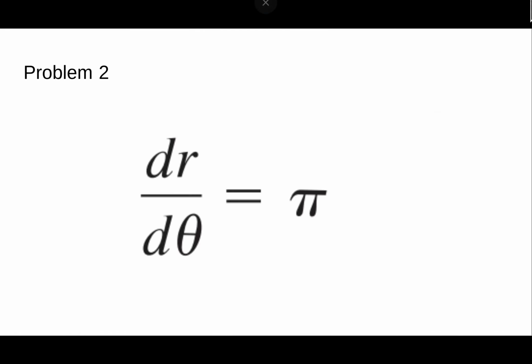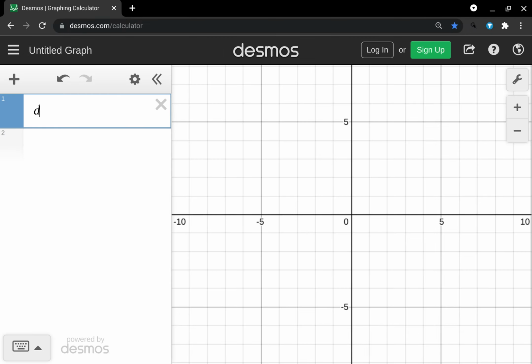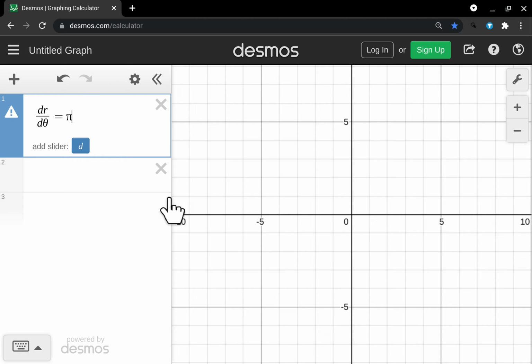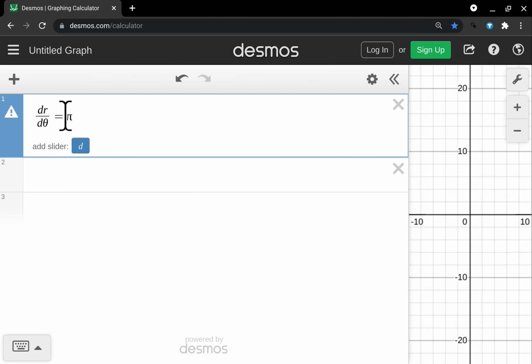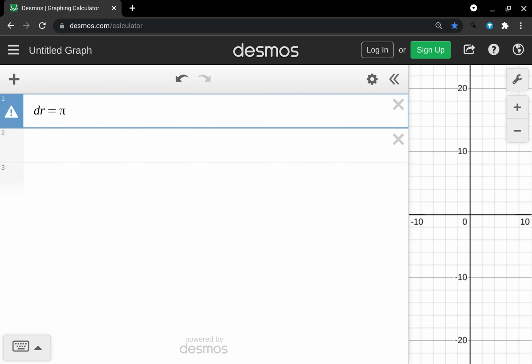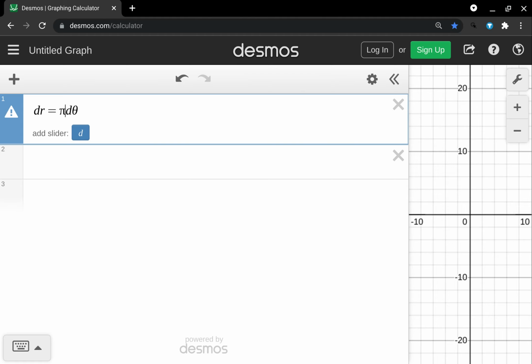Okay, so here's our second problem. Our first problem was that general question. So the derivative of r with respect to theta equals pi. dr over d theta equals pi. And now we want to find what r should equal. So what we can do is multiply both sides by theta, or at least for this case d theta. We can now take the integral of each side.